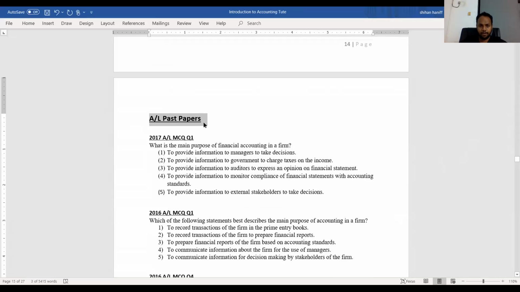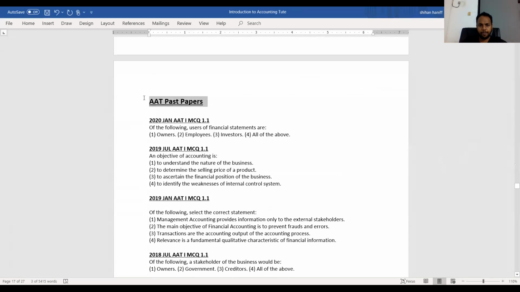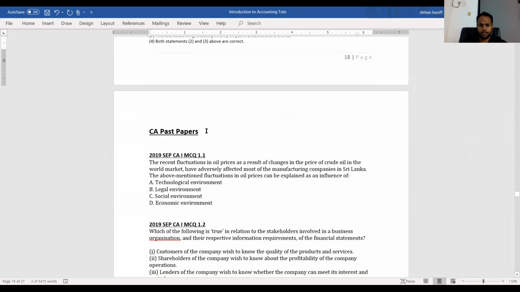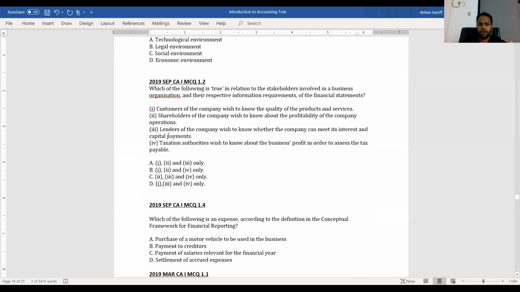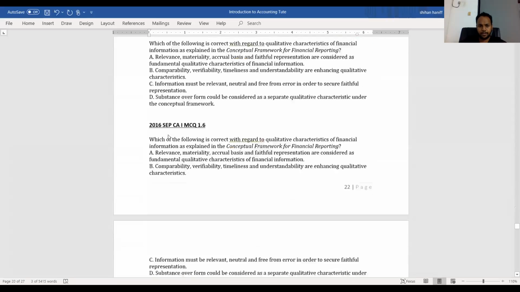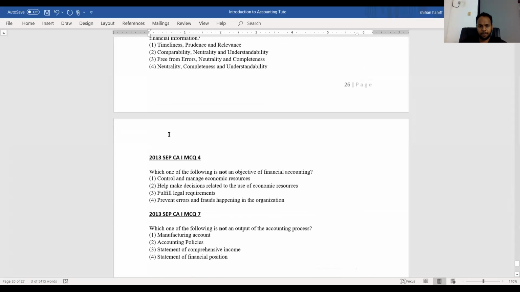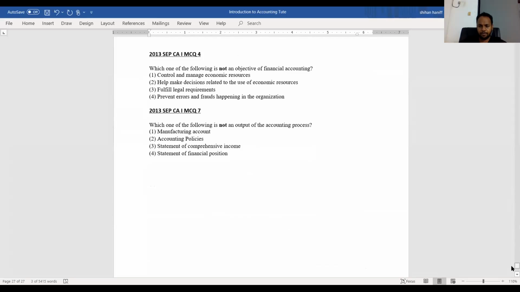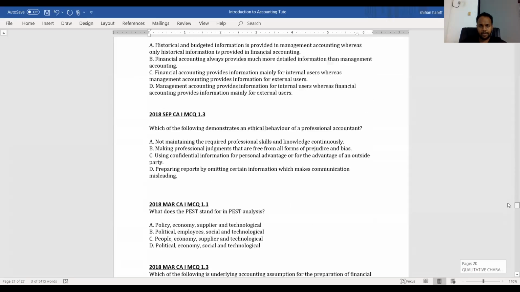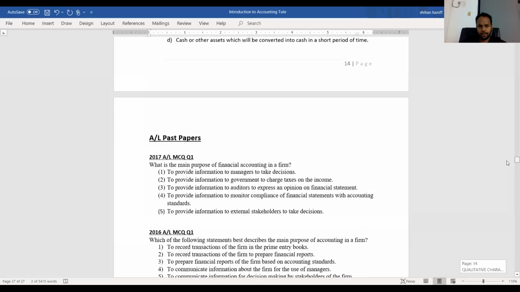So you will have to do the A level papers and AAT related papers. We also have chartered questions, and every year they ask them, but from what you learn, you can answer these. There are many questions, and some of the questions from ACCA and CIMA I have also included. I'll share that. So let's do some A-level questions.